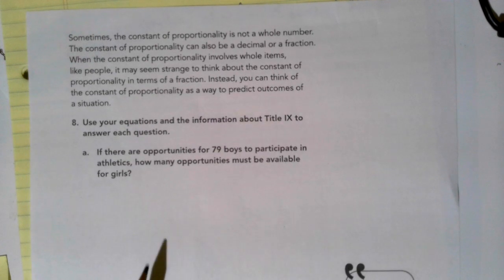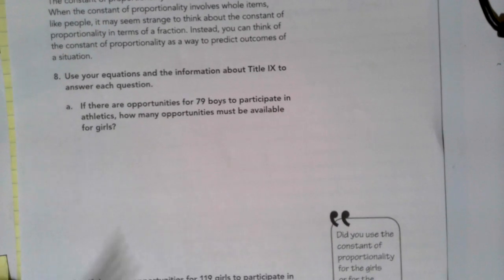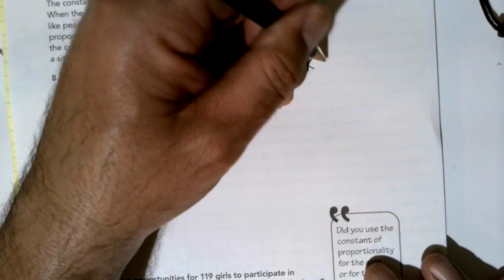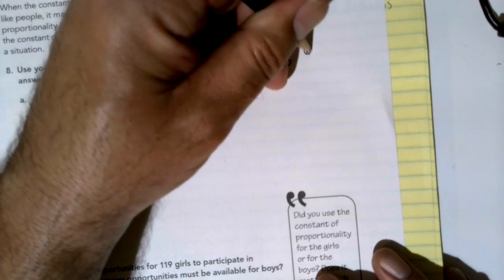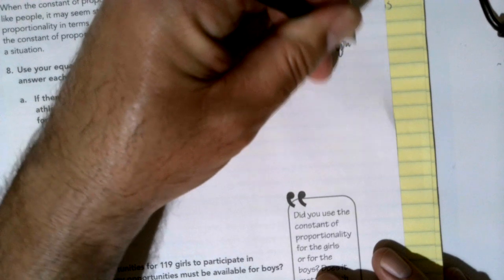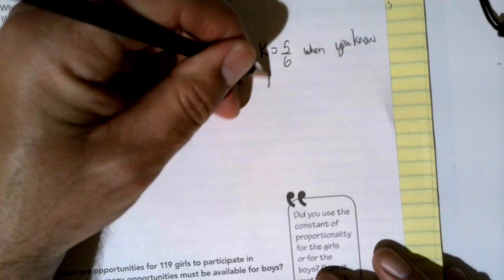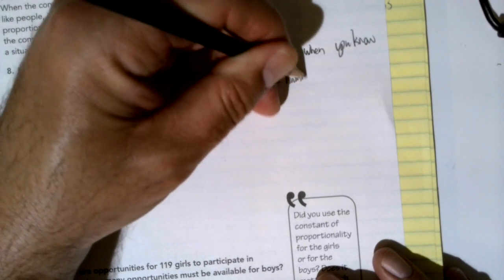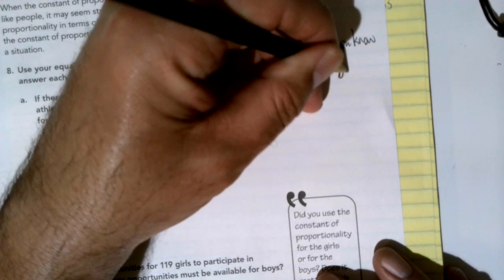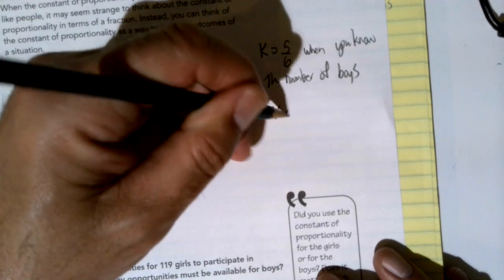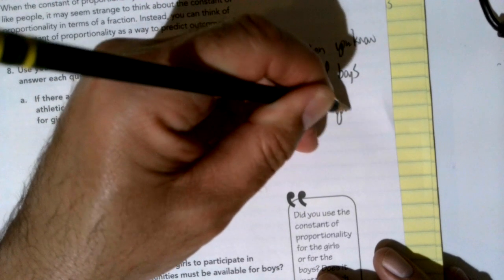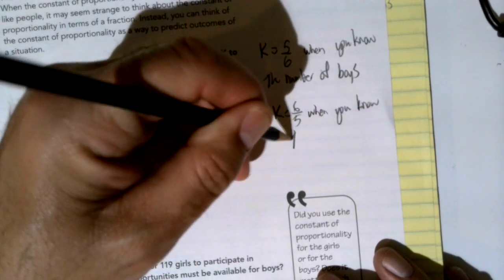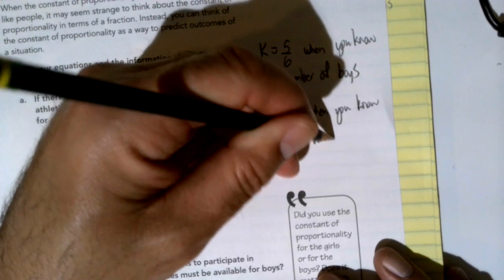Okay, so now you need to use what you know about k. So k equals 5/6 when you know the number of boys, and k equals 6/5 when you know the number of girls.